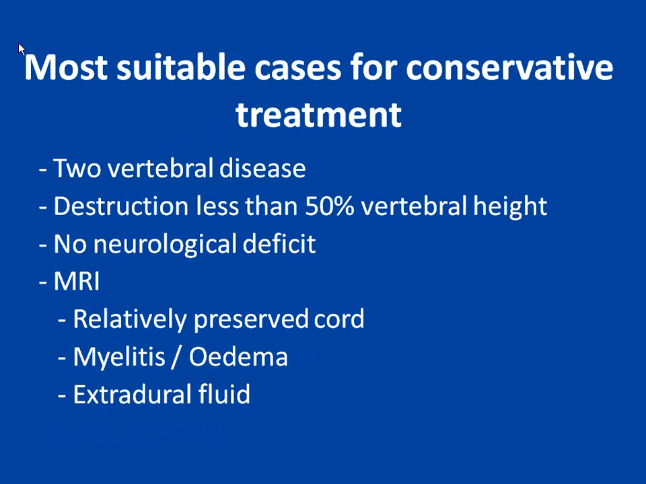There has been no significant difference between the cure rates in cases without neurological deficit, that is, uncomplicated cases. So what are the cases most suitable for conservative treatment? Classical two-vertebral disease with destruction where less than 50% of the vertebral height is destroyed. There is no neurological deficit, and on the MR picture the cord is relatively preserved, though there may be an edema of the cord or extradural fluid.